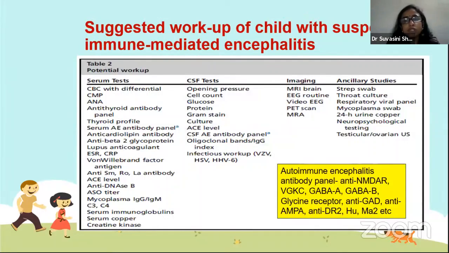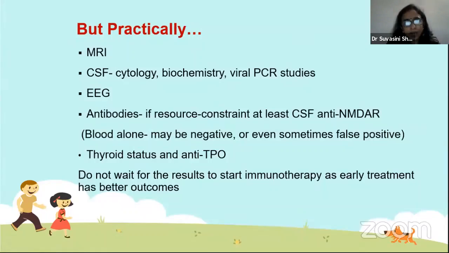So a huge list of workup is suggested in these patients, which includes serum tests, CSF tests, imaging, and ancillary studies. Of course, this is a very huge list and may not be practical in all settings. So practically speaking, at least MRI, CSF cytology, biochemistry, and viral PCR studies, EEG, and antibodies. If it's a low resource setting, at least CSF anti-NMDA receptor, because getting both done sometimes doubles the cost. Blood alone may be negative, and may even sometimes be false positive. So at least get CSF testing done, and thyroid status and TPO.